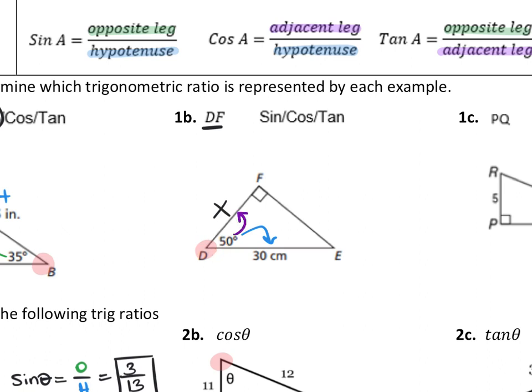Which of my trig functions uses the hypotenuse and the adjacent? Ooh, yes, but how do you actually say that? Cosine. So we would set up a cosine ratio for this triangle. We're not actually going to do that yet. We're just picking the correct trig function. That is the adjacent over the hypotenuse.